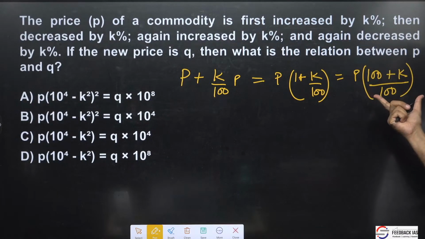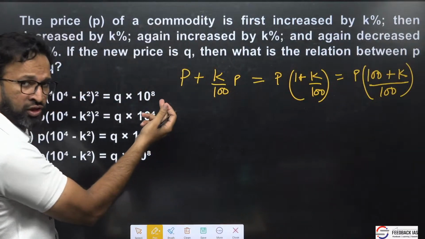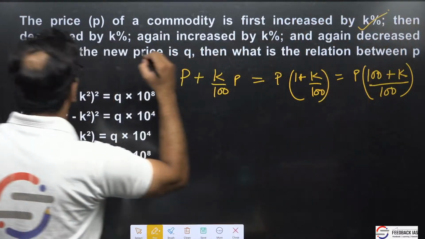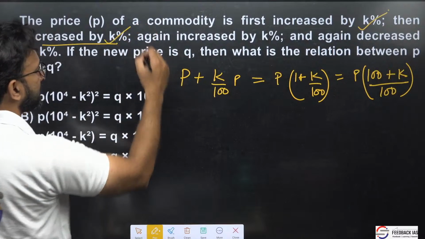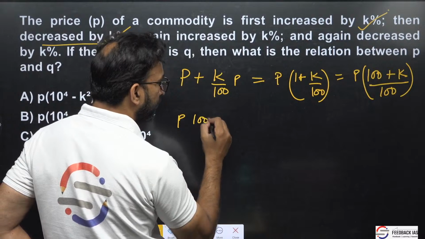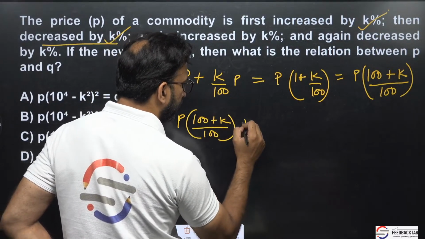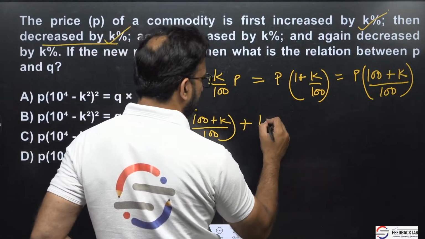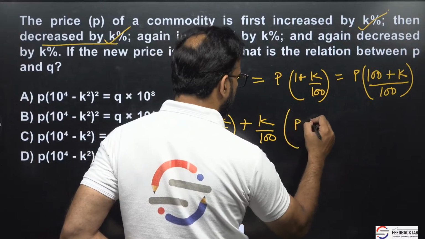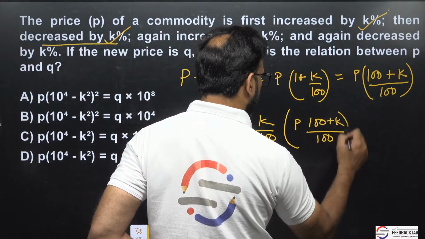Oversimplification, this comes out to be the next price after the change, K percentage change in the price. We have done this percentage. Now let's do this percentage. This is the second percentage change. So P times (100 plus K) divided by 100, plus K by 100 of P times (100 plus K) divided by 100.